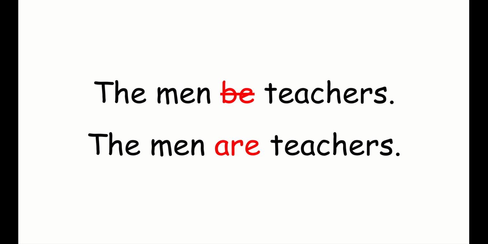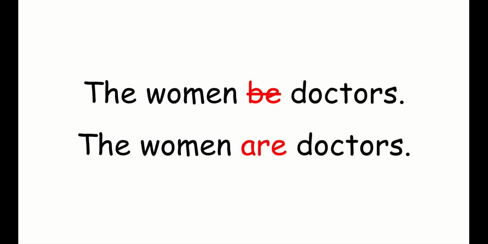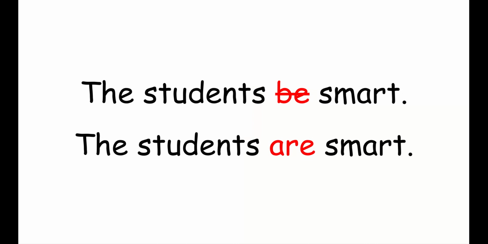So the men is plural, not singular. So be changes to are instead of is. So we would say the men are teachers. Same thing in this example, the women are doctors, not the woman is doctors, not the women be doctors, the women are doctors because the word woman is plural. The students are smart. We change the word be to are to agree with the word students because students is the third person plural subject.